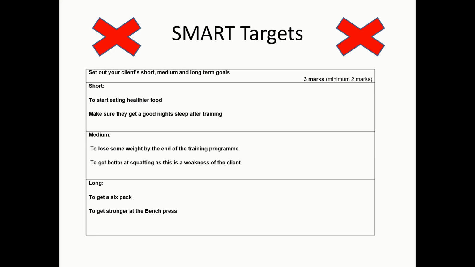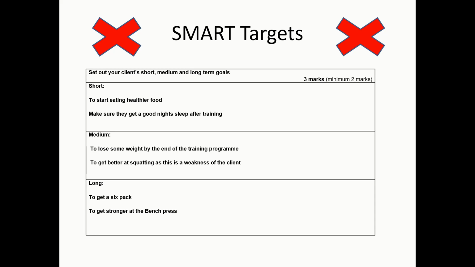When it comes to the medium goals here, we've got to lose some weight by the end of the training program. Again, some weight is not specific. What mass are we trying to lose? Are we trying to lose fat mass, or are we trying to lose muscle mass? Of course, it's probably going to be fat mass, but again, this isn't stated and therefore it isn't specific.